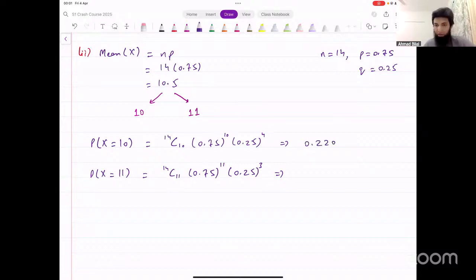0.220 and 0.240. These are the two probabilities that we're getting. Which one is higher? This one is higher. So this is the biggest probability.